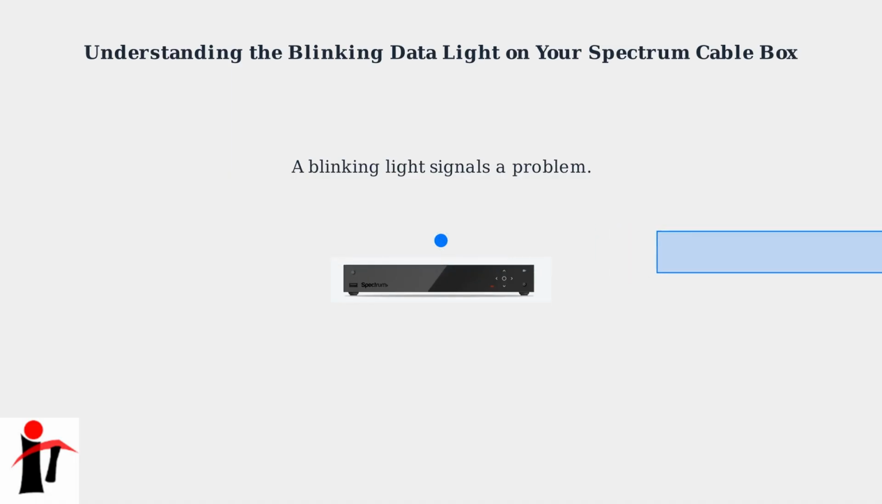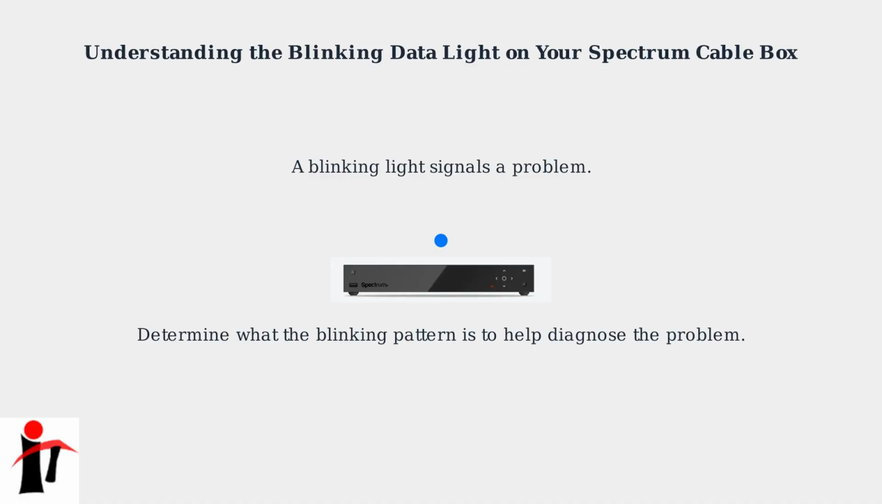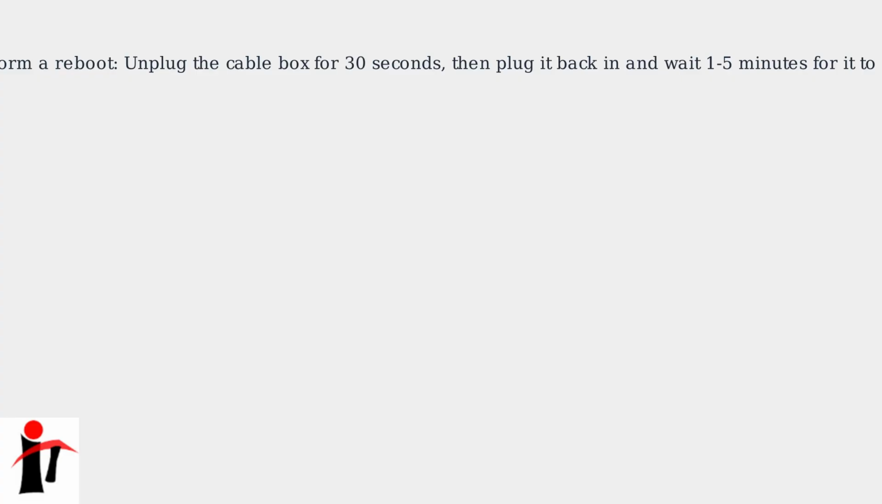The light alternating with other lights can mean a network error or authorization problem. Determine what the blinking pattern is to help diagnose the problem. First, perform a reboot. Unplug the cable box for 30 seconds, then plug it back in and wait 1 to 5 minutes for it to resync.